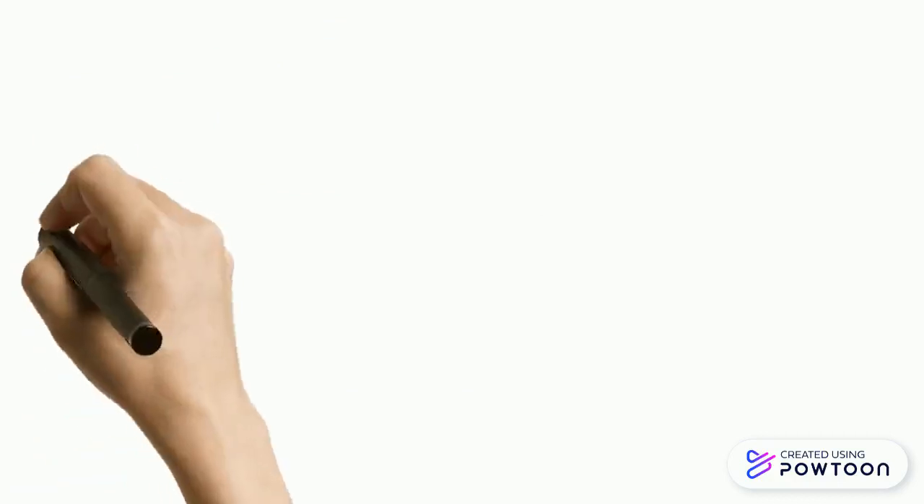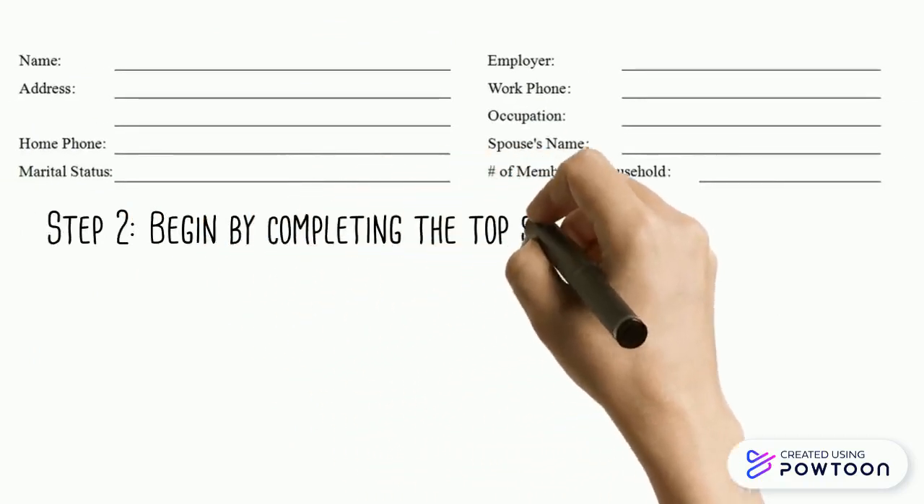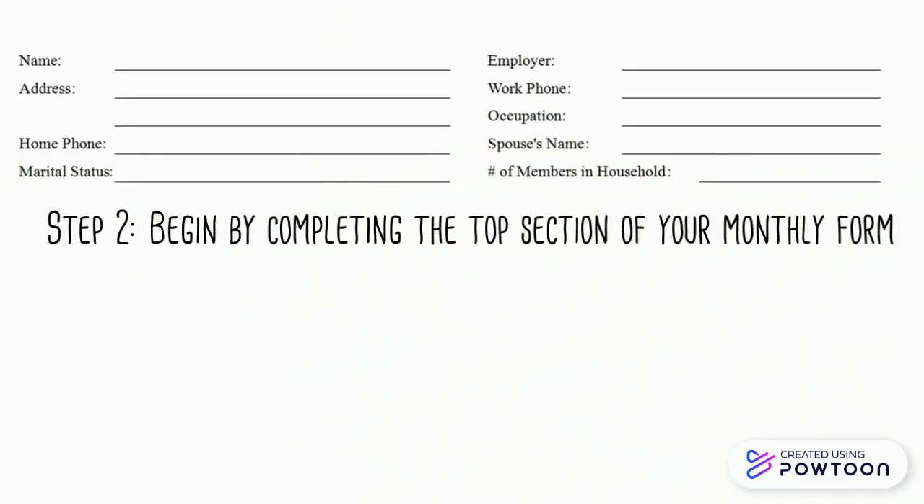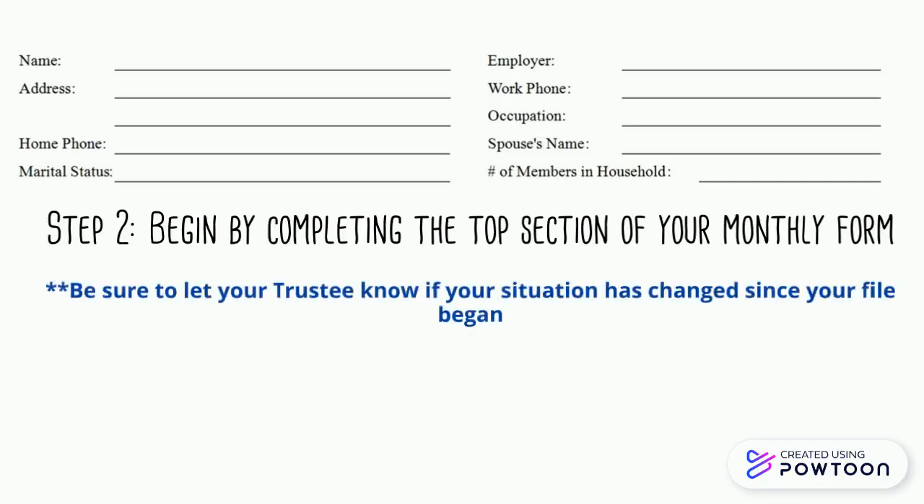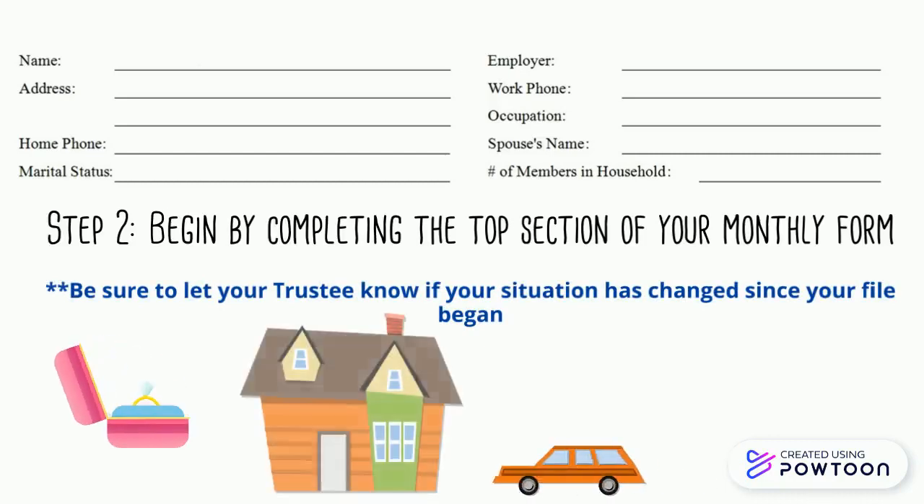Begin by completing the top section of your monthly form. Don't forget to include your name. You may find some of this information is already printed on the form. If you've had a change in your situation, such as marriage or birth of children, please be sure to let us know. Feel free to make notes in the margins if needed.